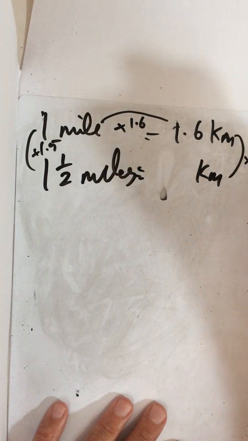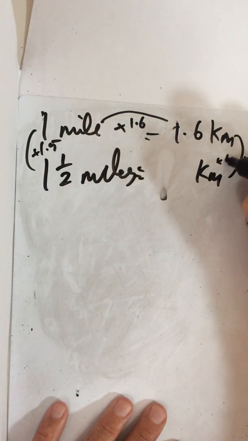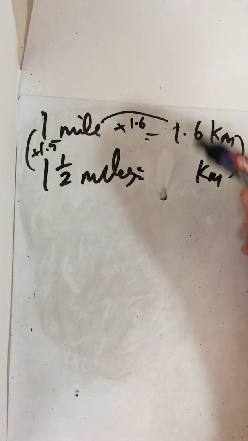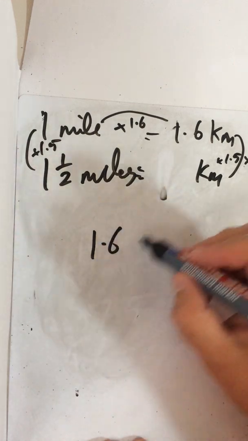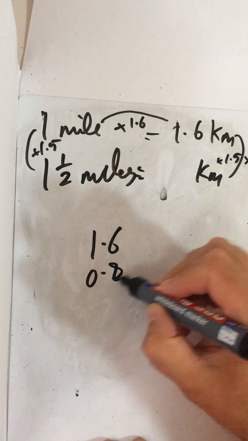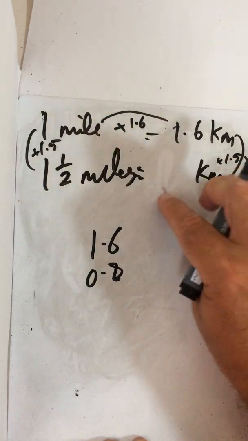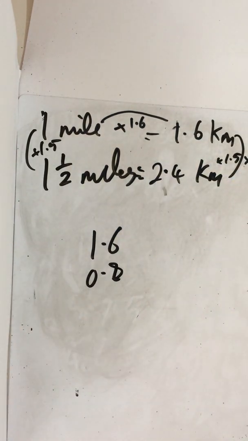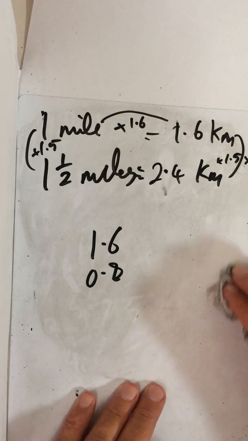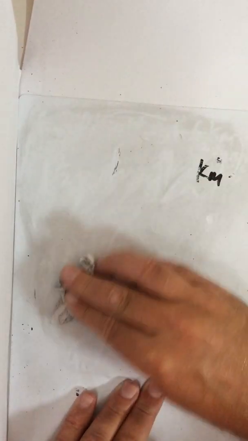So 1.6 times 1.5. If I times it by 1, I get 1.6. If I times it by half, I get 0.8. It might take a little bit of time to work some of these out, so just go through a bit quickly. It becomes 2.4 kilometers. So sometimes some of the calculations can be a little bit trickier. Let's do one more.